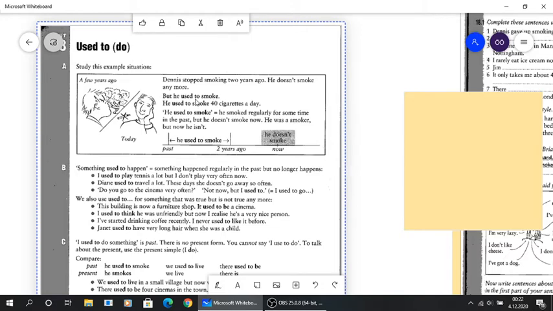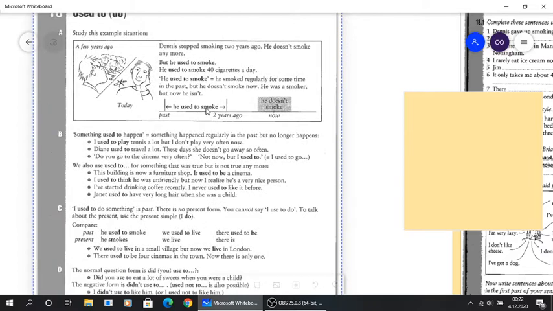What does it mean, who used to smoke? Eskiden içiyordu. But now he doesn't smoke. Ama şimdi içmiyor. He used to smoke 40 cigarettes a day. He smoked regularly for some time in the past, but he doesn't smoke now. He was a smoker, but now he isn't.